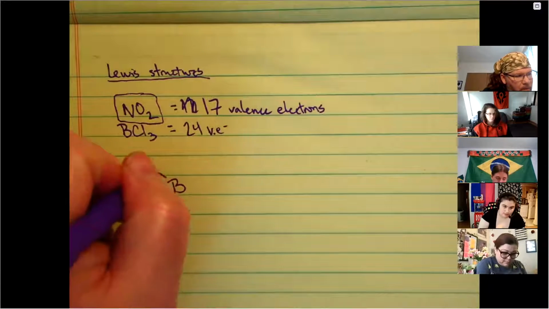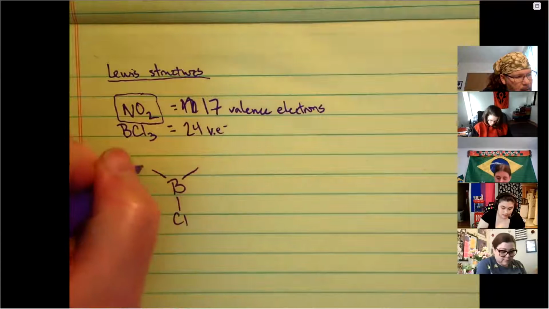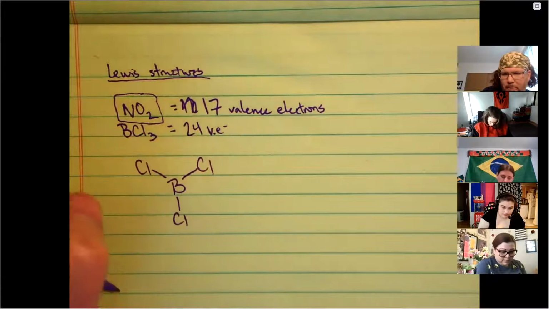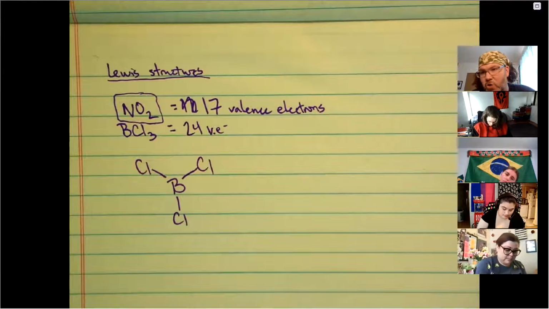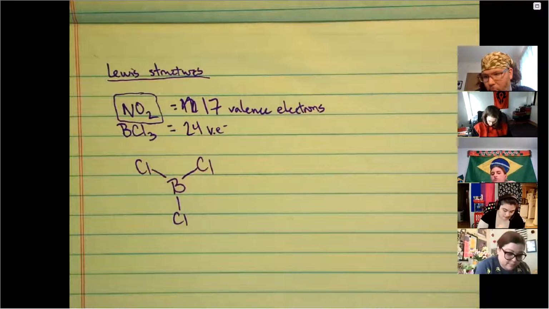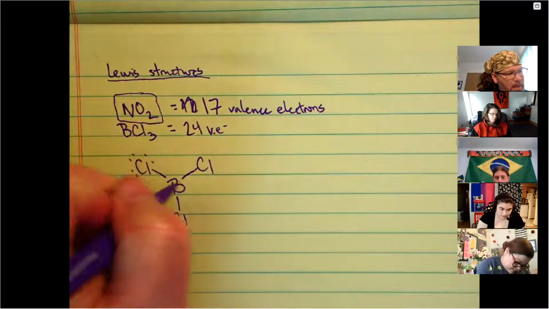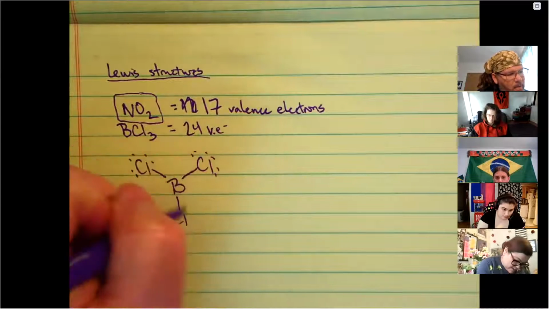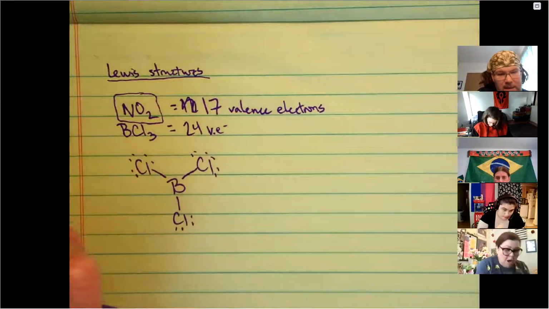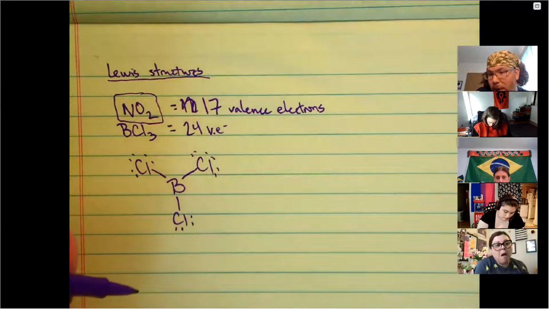Skeleton structure: hopefully you did the reasonable thing, and because boron was listed first, assumed that all of the others would share at least 1 covalent bond to that central boron. That used up 6 electrons. We have 18 left to assign. 2, 4, 6, 8, 10, 12, 14, 16. We only have 2 electrons left to put into this structure at this point.